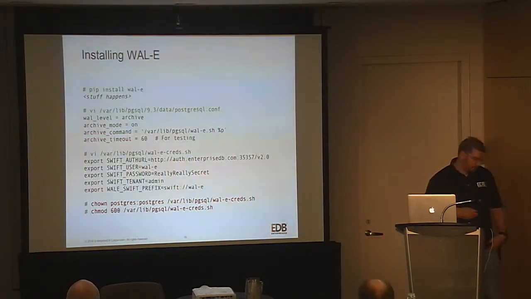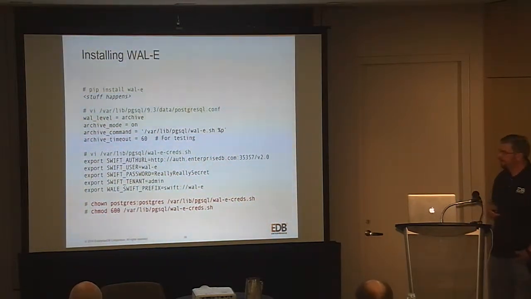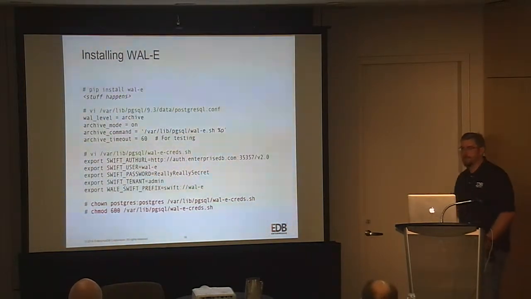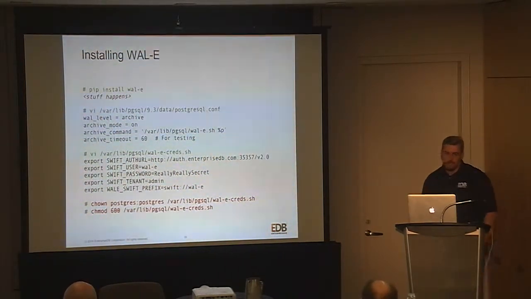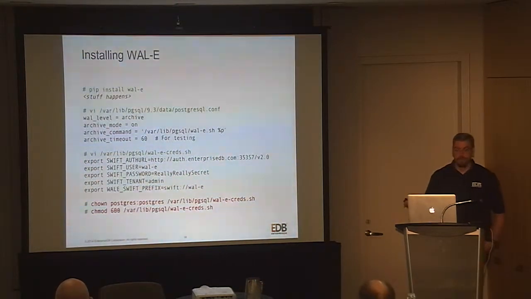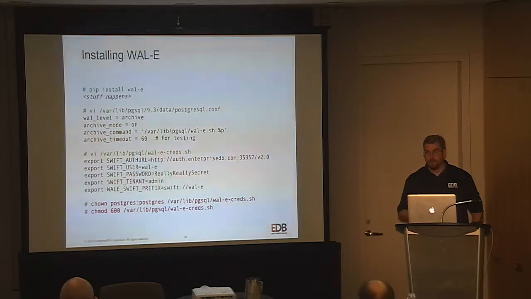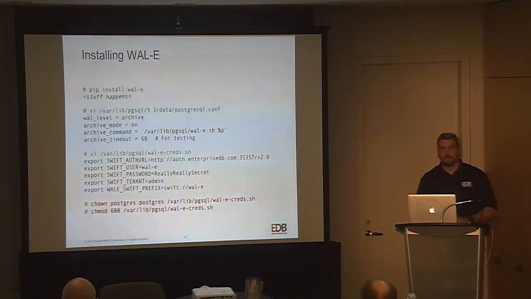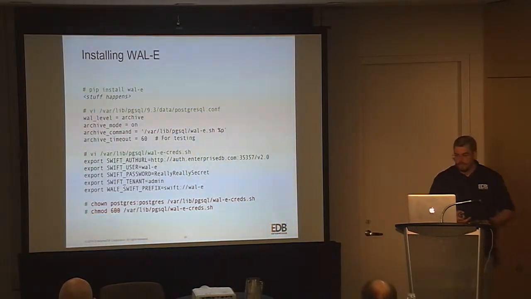Installing WAL-E takes you 10 minutes or so the first time you do it. It's not the most straightforward thing to get right, but once you've done it once, it's fairly easy. It's written in Python, so we do pip install wal-e. And then you need to edit your postgresql.conf file. First of all, you've got to set your WAL level to archive, so you've actually got some WAL to archive, and switch on archiving, obviously.